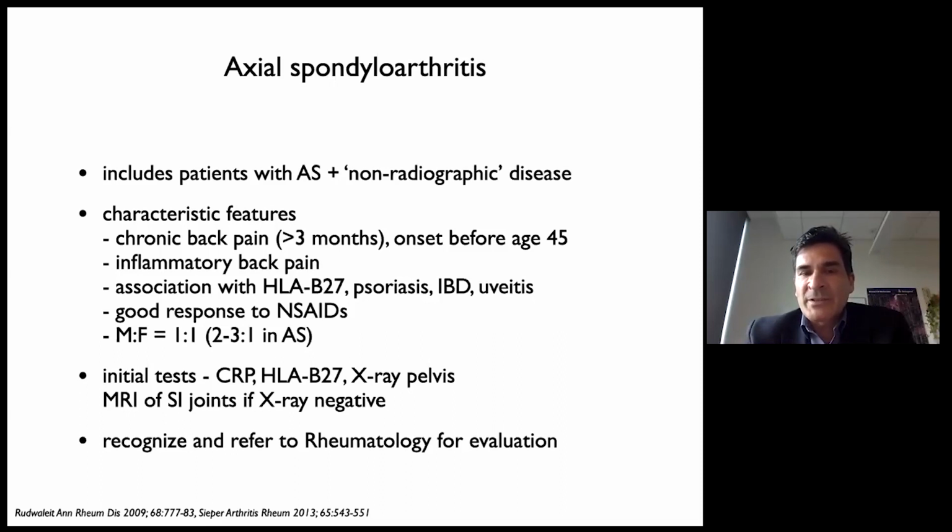Inflammatory back pain is a characteristic feature of axial spondyloarthritis. Axial spondyloarthritis is a relatively new disease entity. It includes patients with classical ankylosing spondylitis, plus other patients who have similar symptoms but have non-radiographic disease. This means that when you obtain X-rays of the sacroiliac joints or spine, the typical and classical features of ankylosing spondylitis are absent. In this situation, then, if there's clinical suspicion for axial spondyloarthritis, the next step after radiographs of the SI joints is to obtain an MRI of the SI joints.